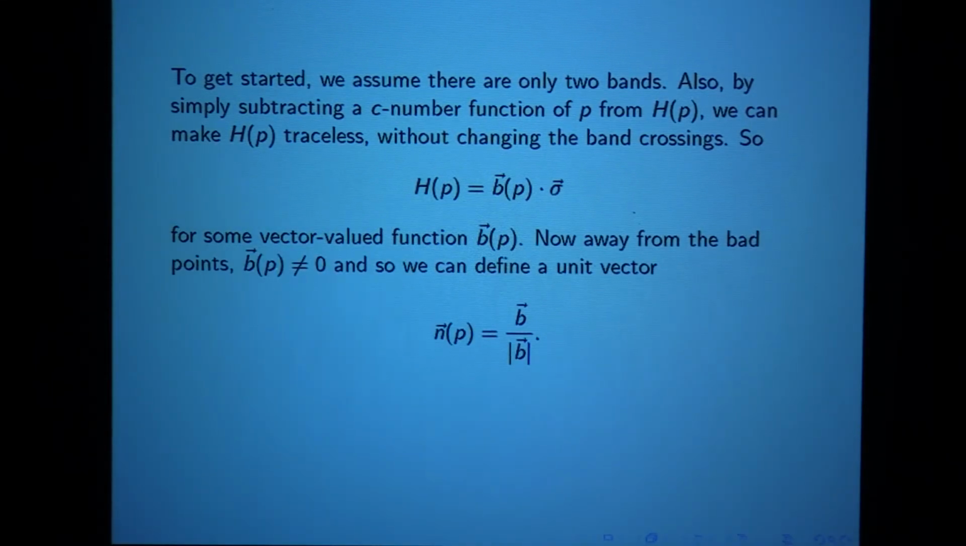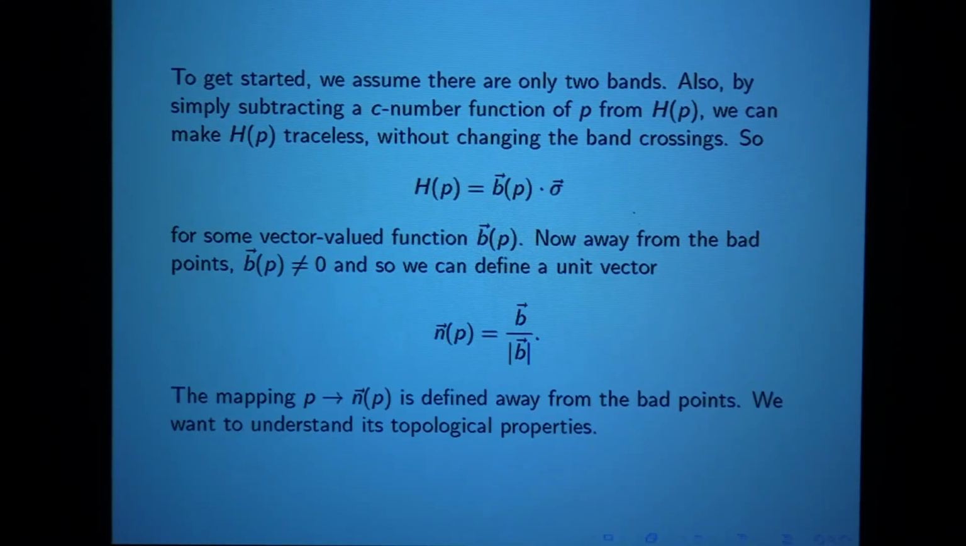Now, away from the bad points, b of p is not 0 by definition. The band crossing happens exactly when b of p is 0 and the 2 bands are degenerate. Whenever b is not 0, b dot sigma has unequal eigenvalues. So the bad points are exactly when b of p is 0. And where b of p is not 0, we can define a unit vector, n of p, which is b divided by its magnitude. So the map from p to n of p is defined away from the bad points, and we want to understand its topological properties.